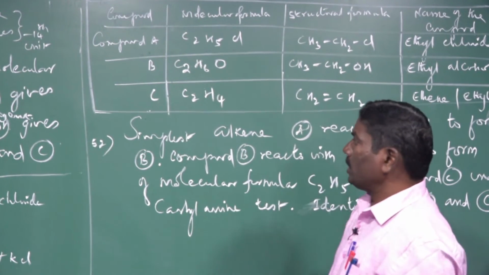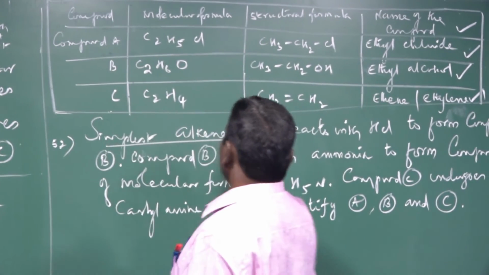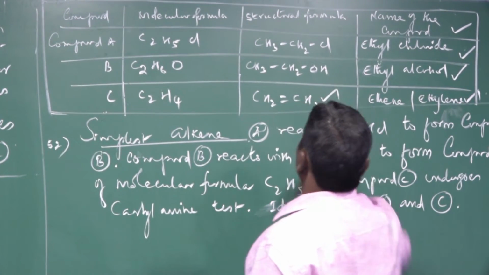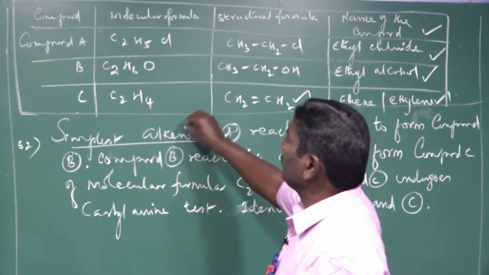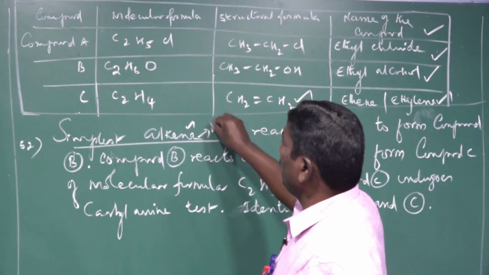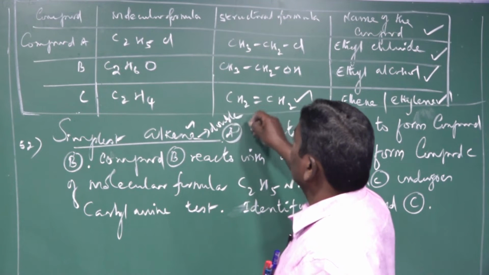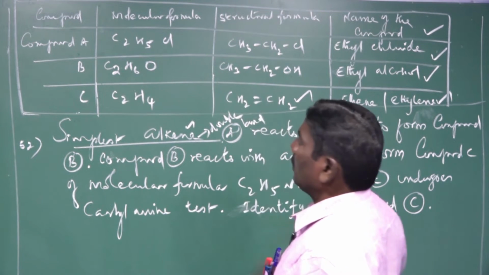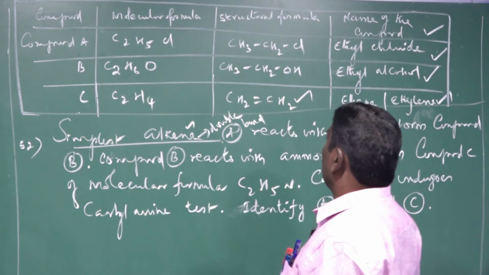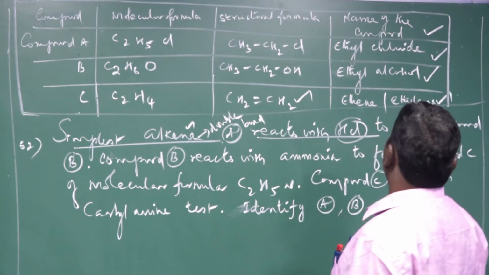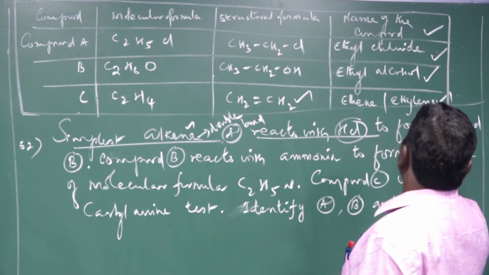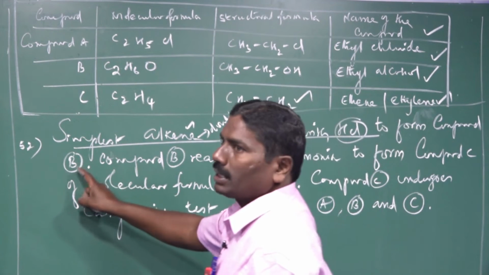The next problem, what is given? The simplest alkene. Now we have seen this is the compound of the simplest alkene, the first alkene. Alkenes are double bond compounds. This reacts with HCl, hydrochloric acid, to form compound B.